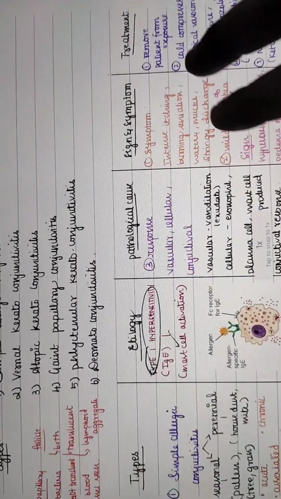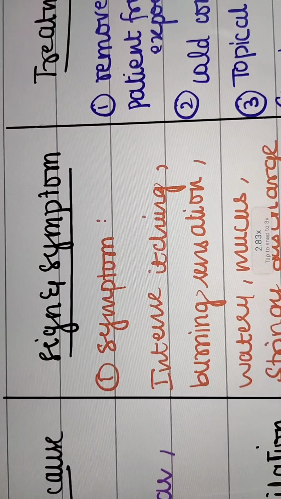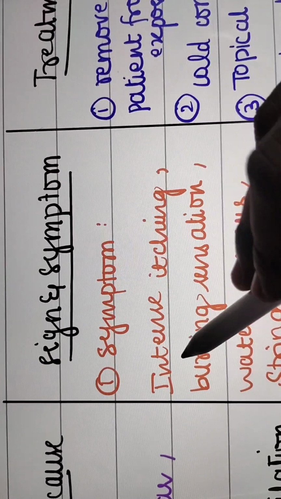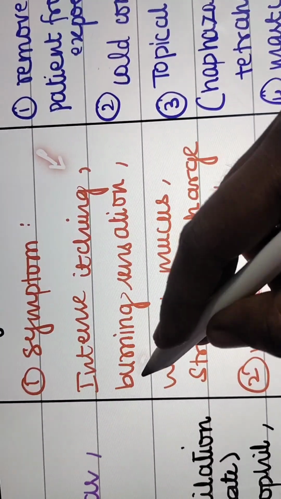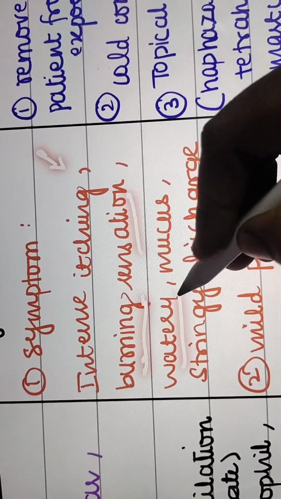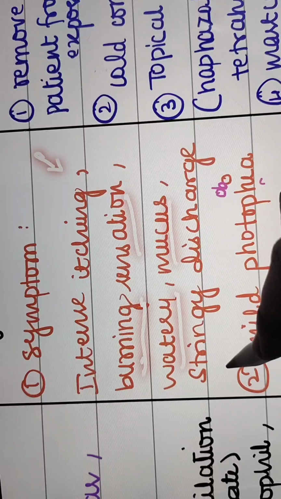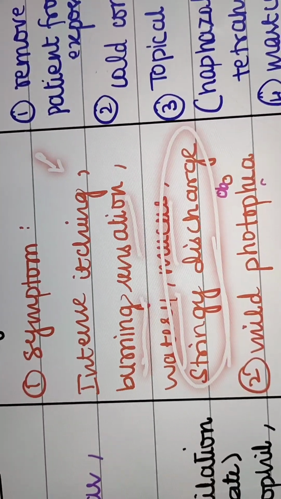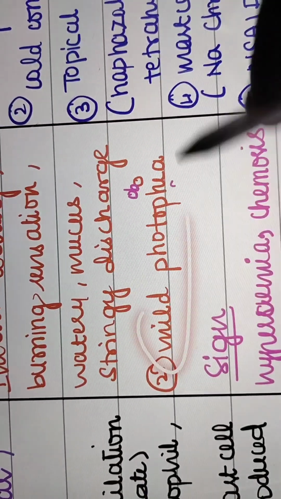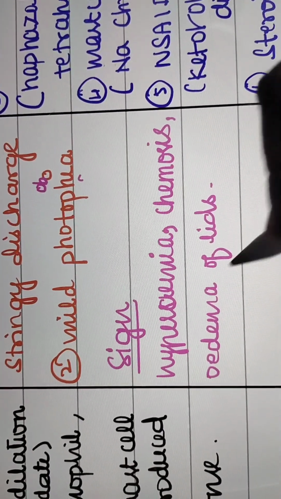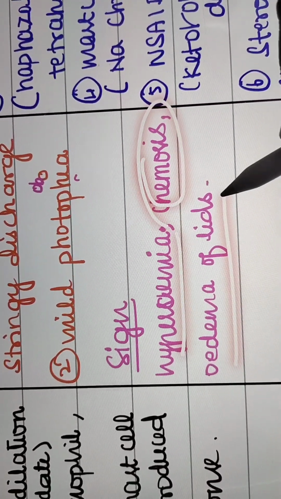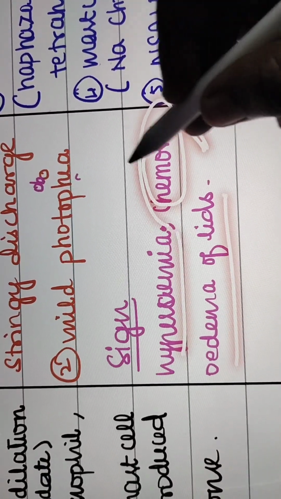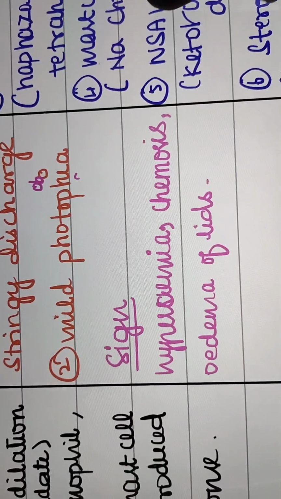Now we are moving on to the signs and symptoms. First we will see the symptoms: we have intense itching when exposed to dust, a burning sensation, watery and mucus, and stringy discharge. And we will have mild photophobia too. Now we are moving on to the signs: hyperemia can occur, chemosis, edema of the lids, and redness of the conjunctiva.